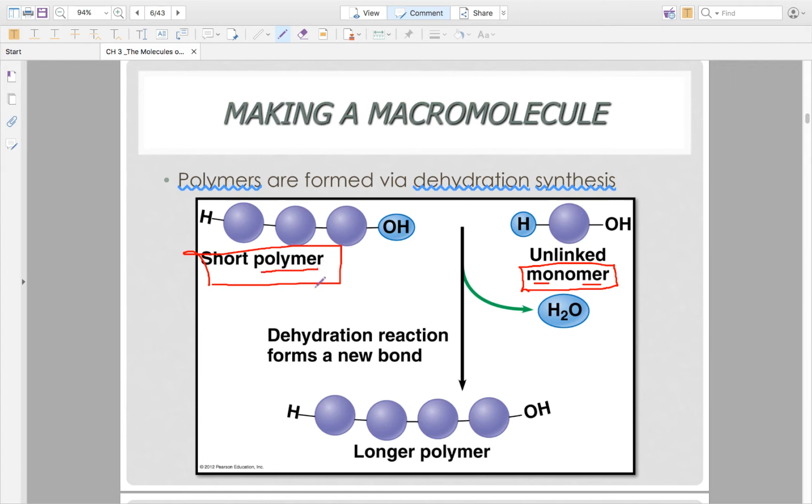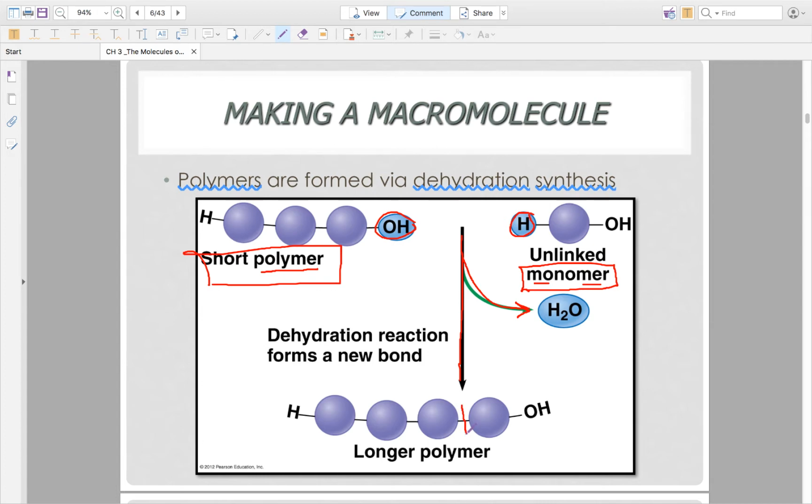Okay, now we can make it even longer and longer and longer through one reaction, dehydration synthesis. Now it's called that because if you notice, there's an OH group on this polymer and there's a hydrogen on this monomer, and together that's an H2O. And what happens is a water molecule is removed in this biochem reaction, producing a connection right there.